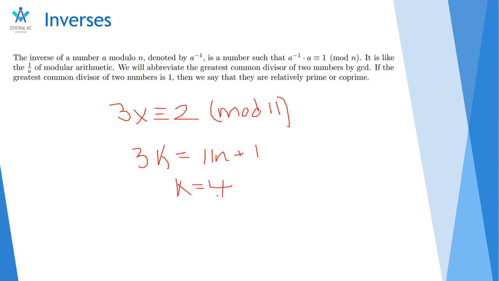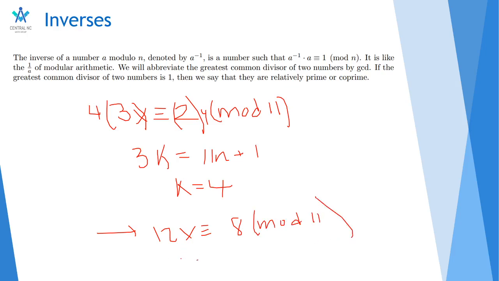And that's the inverse. Why? Let me show you. Let's say we multiply both sides of this congruence by 4. We would get 12x is congruent to 8 mod 11. However, 12 is congruent to 1 mod 11. So this is the same thing as x is congruent to 8 mod 11.